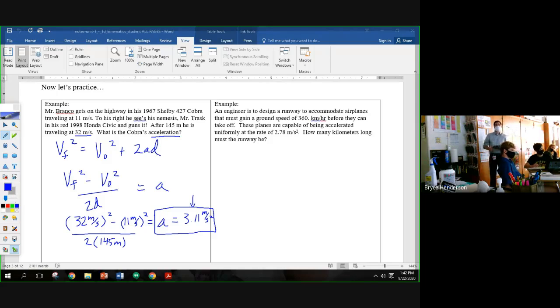Later on, we'll work in terms of Gs, and we'll see if things make sense. We'll do a question with a roller coaster as we go through a loop. Let's let you try one. An engineer is designing a runway to accommodate planes that gain a ground speed of 360 kilometers per hour before they take off. These planes are capable of being accelerated uniformly at a rate of 2.78 meters per second squared. How many kilometers long must the runway be?